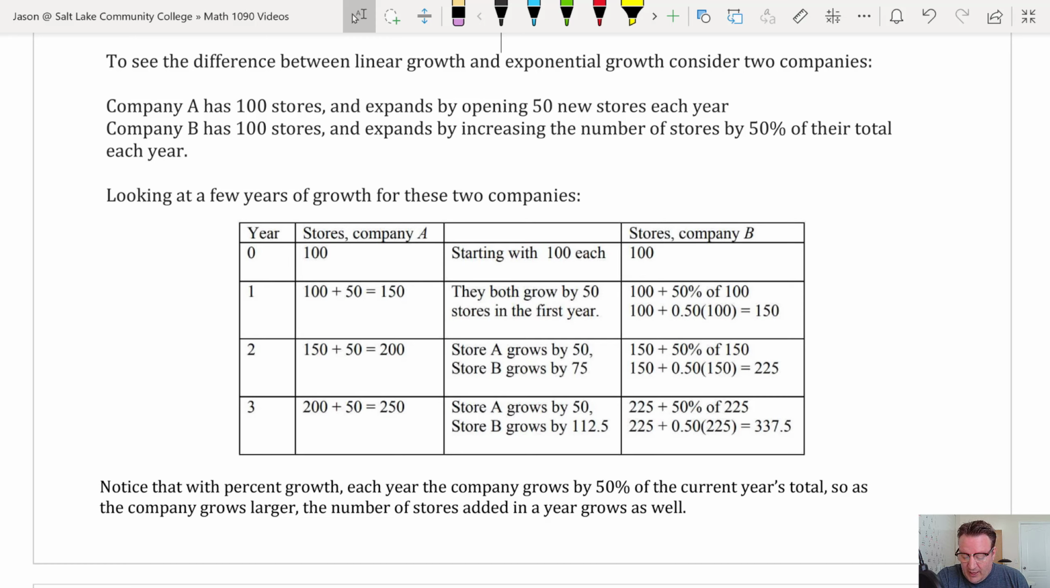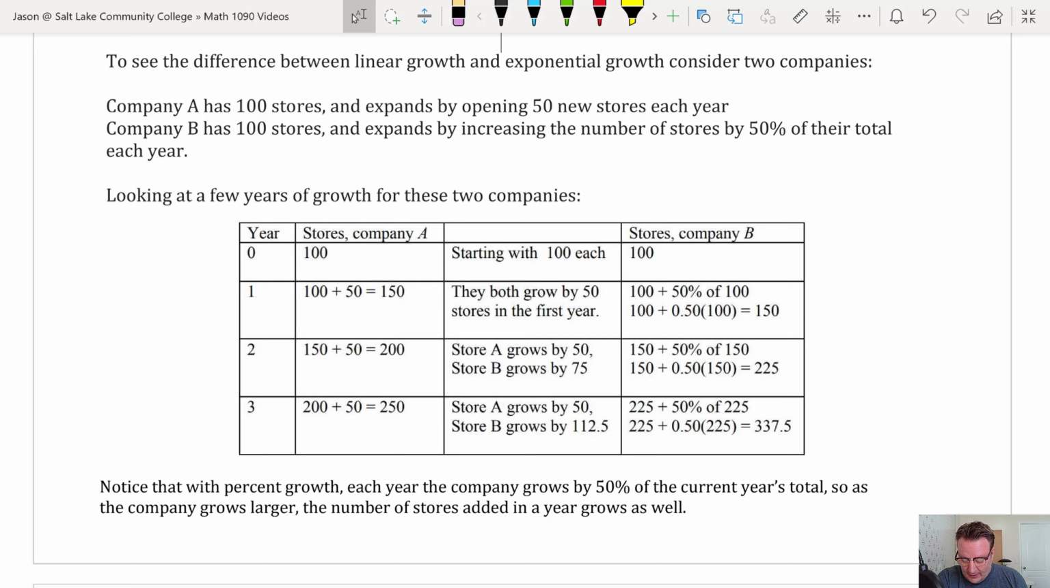But what happens with company B, which expands by a percentage of their total each year, 50% of their total? At year 0, they have 100, and 50% of 100 is 50 stores. So after 1 year, they will have 50 new stores for a total of 150. But the next year, they're going to add not 50 new stores, but 50% of 150. Half of 150 is 75. So they're going to add 75 new stores to their 150 existing stores, and they'll have 225 stores after 2 years, so more than company A, right? And then in the third year, they add 50% of 225 for a total of 337 and a half stores.